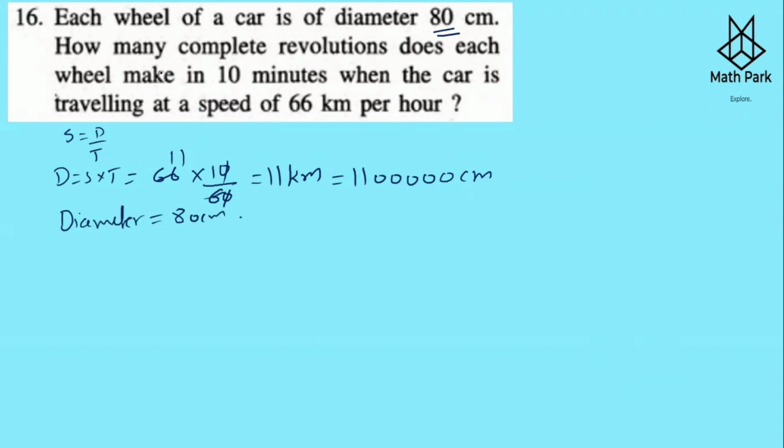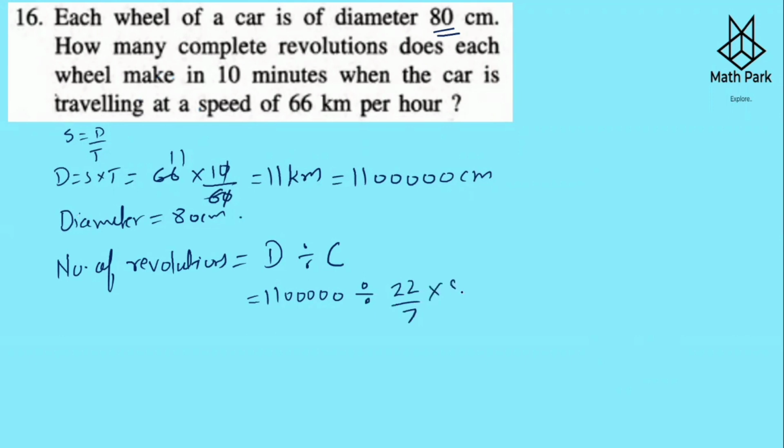Now we know that the number of revolutions is equal to distance divided by circumference. So distance is 11 lakh centimeters divided by circumference, which is pi d, that is 22 by 7 into diameter, which is 80 centimeters. So this becomes 11 lakh into 7 goes up and 22 times 80 comes down. So we have 11 twos are 22 and 11 1 2 3 4.